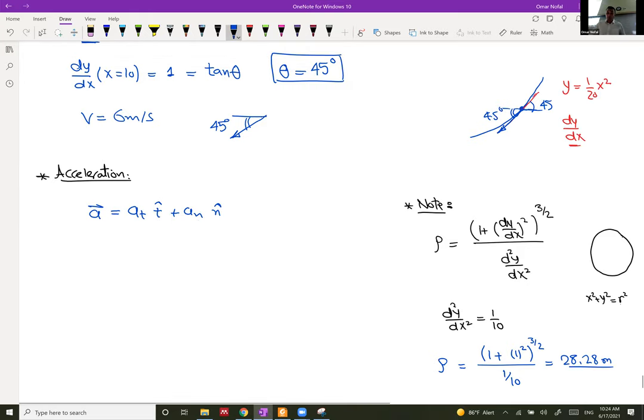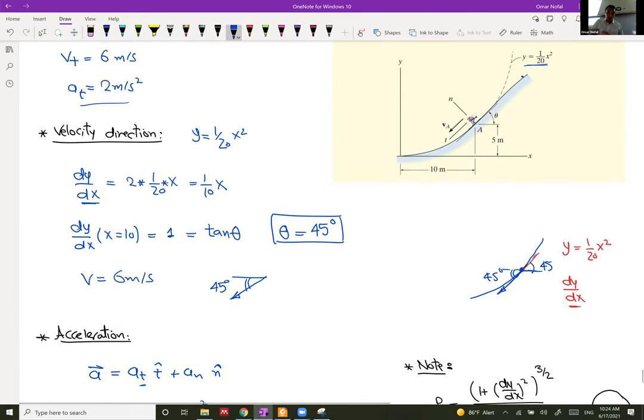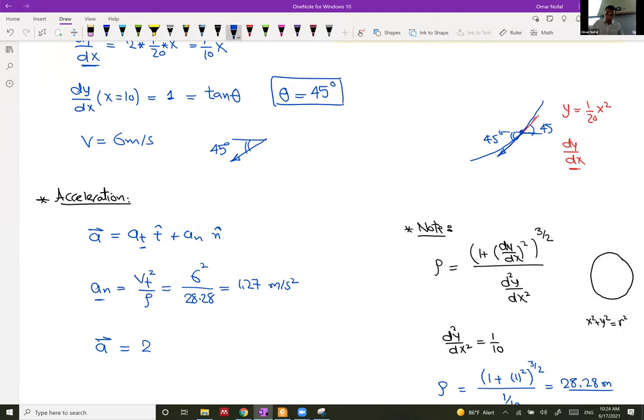So if we want to get the normal acceleration, An should be equal to Vt squared over rho, and the Vt is given 6, and rho is 28.28. So the normal acceleration should be equal to 1.27 meter per second squared. So we got the An, and we have the A tangent. So right now we can write the acceleration vector. The A tangent is equal to 2 meter per second squared. So it's 2 in the tangent direction plus 1.27 in the normal direction.